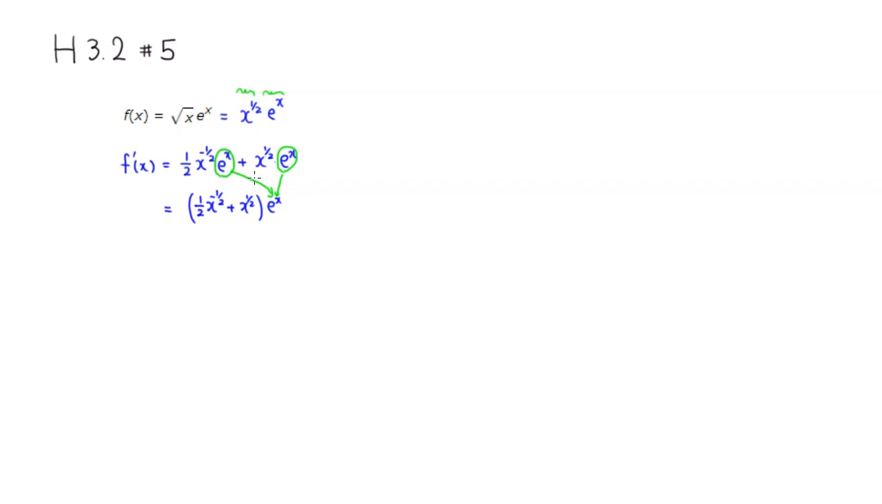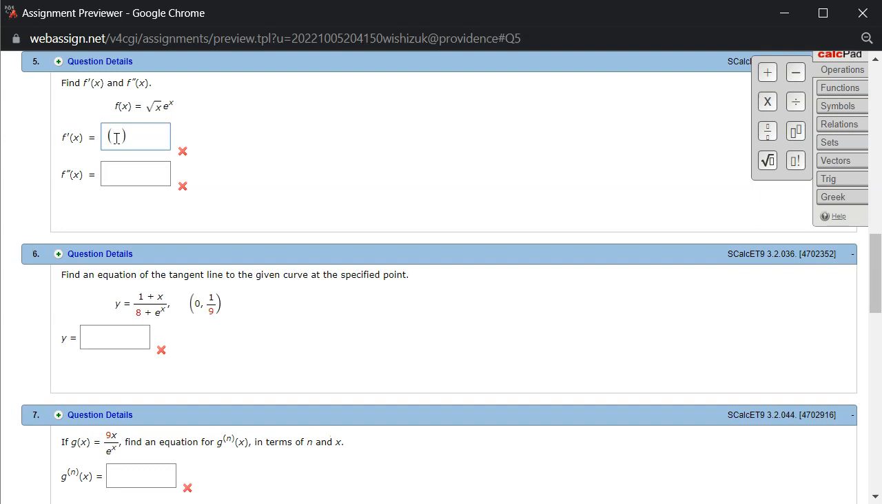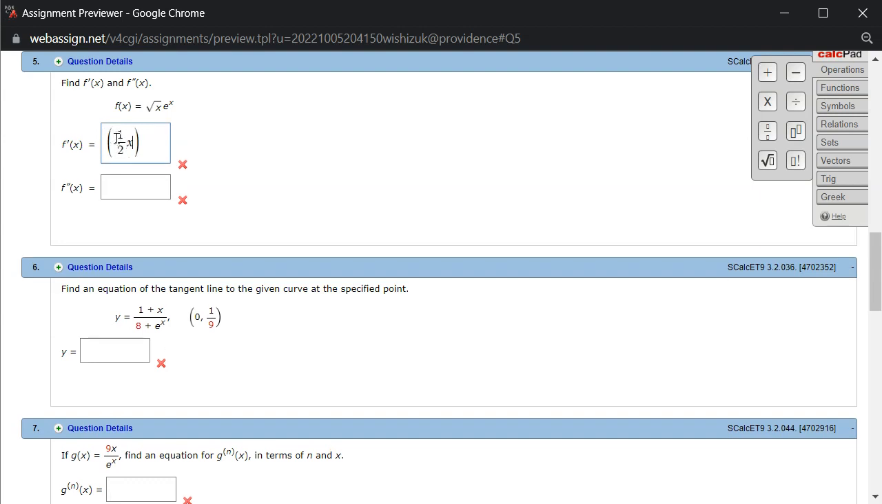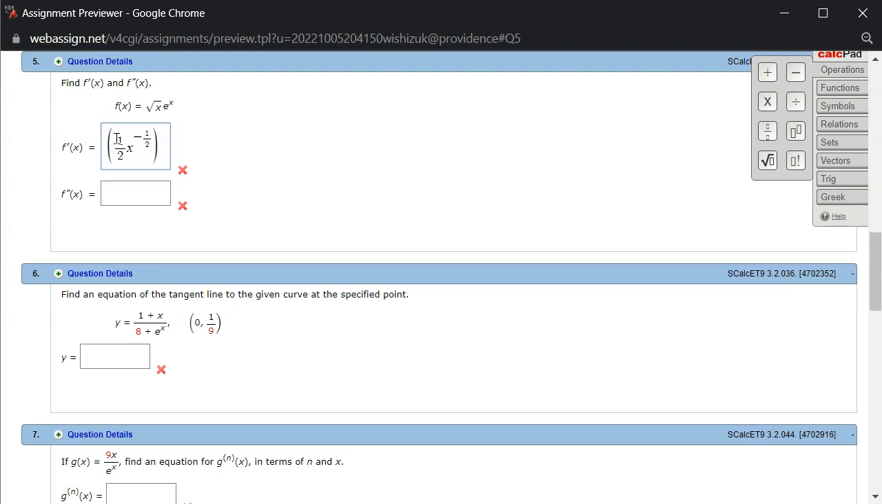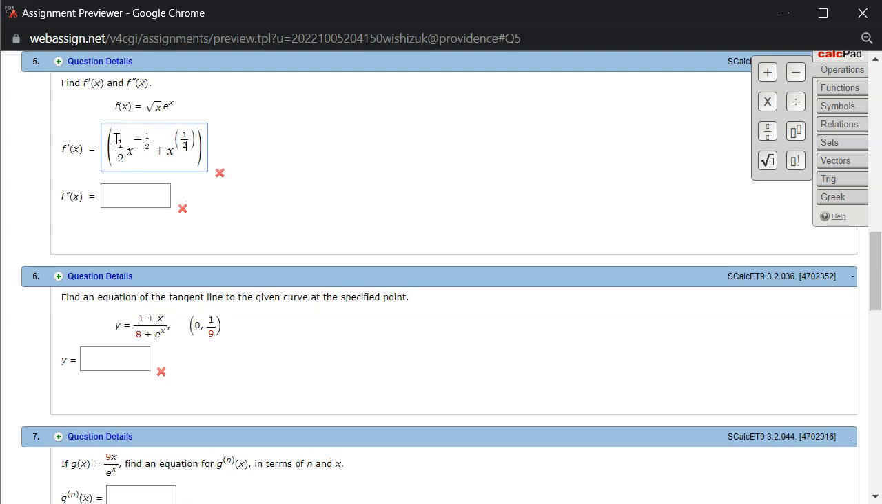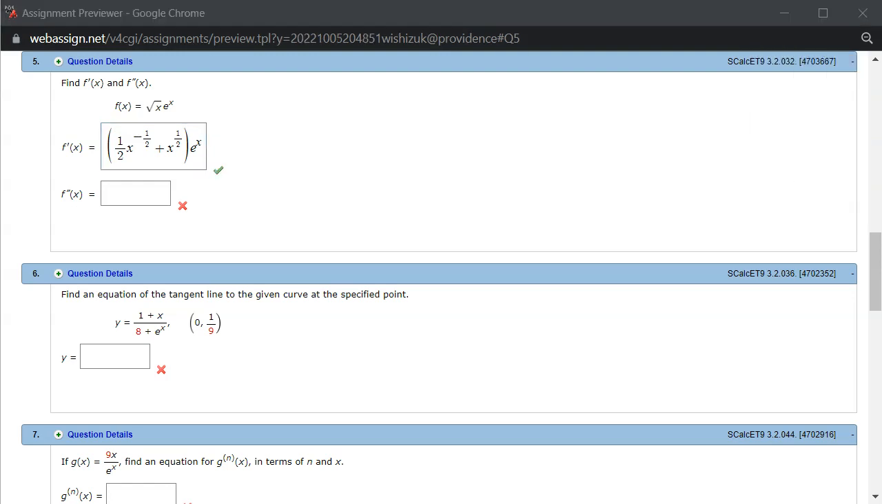Let's type it in first. What we got was the quantity 1/2 x to the negative 1/2, and maybe I'll get rid of that, plus x to the 1/2 power, and then multiply by e to the x. Let's check the answer. It came back, and it looks like we found the correct first derivative.